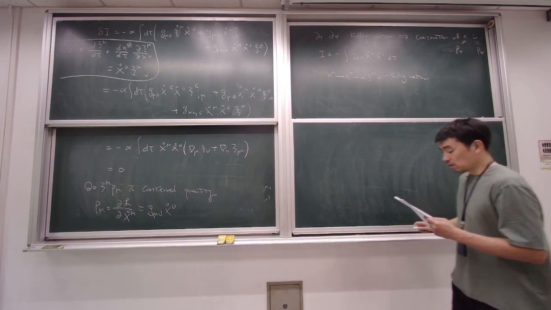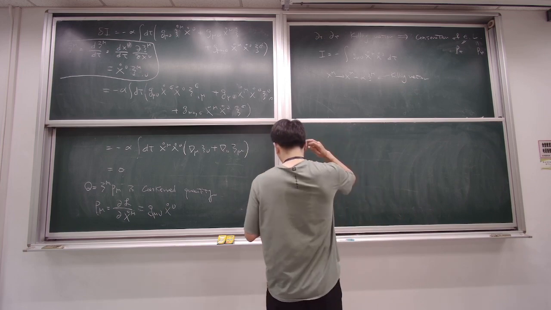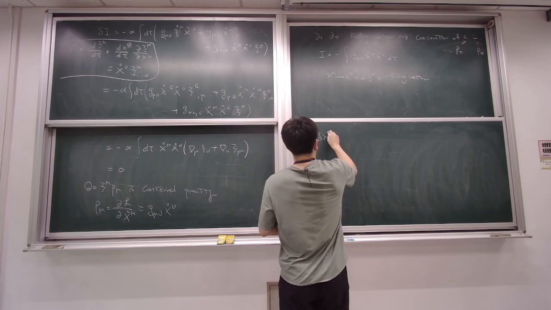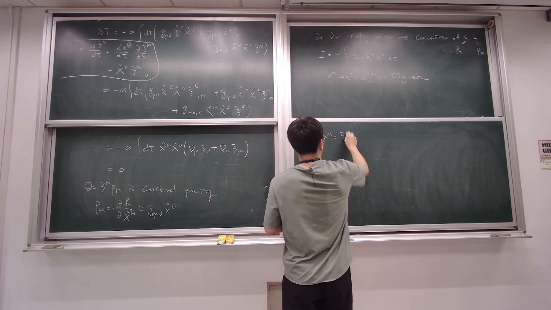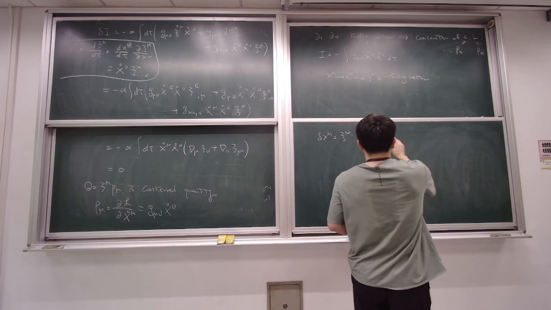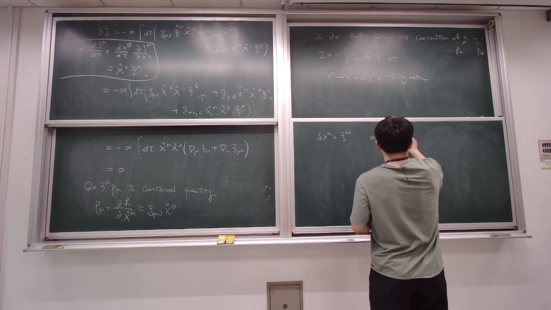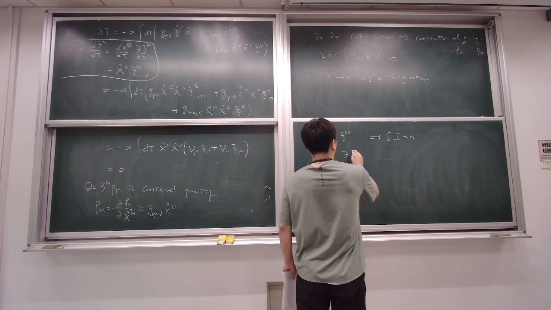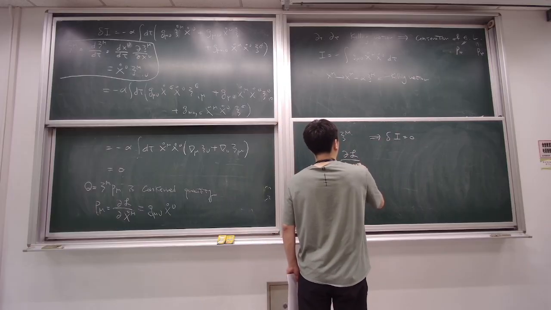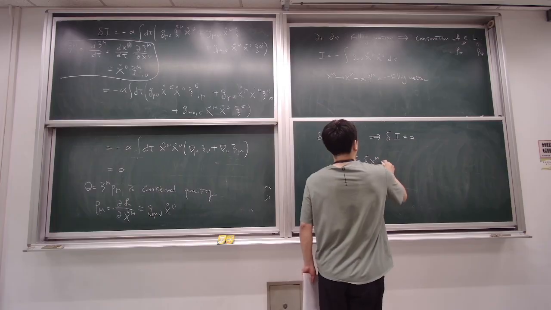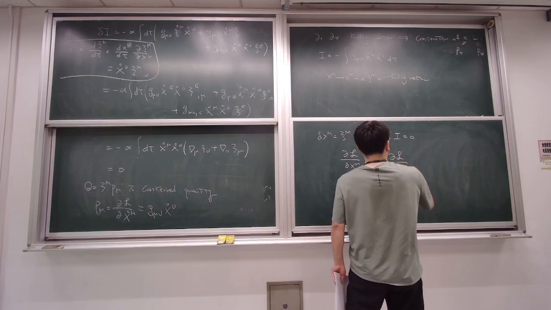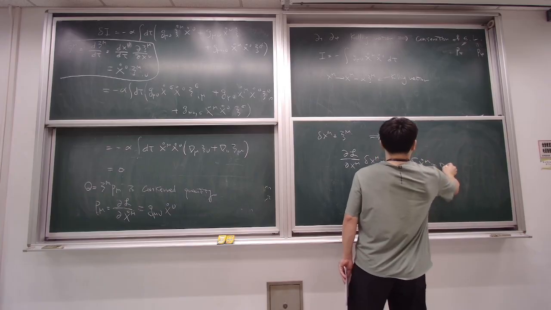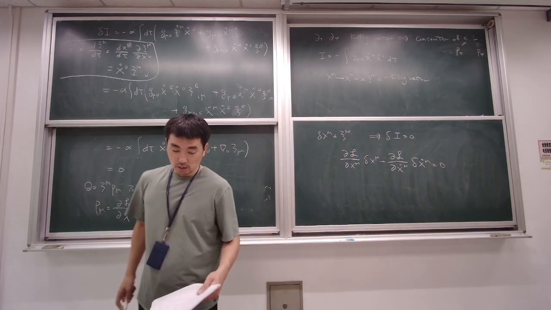Okay, so under the variation, we know that if delta x mu is equal to this Killing vector, then the action variation del I is equal to 0. So this means that del L del x mu times del x mu plus del L del x dot mu times del x dot mu is equal to 0. Okay, that's what we have.